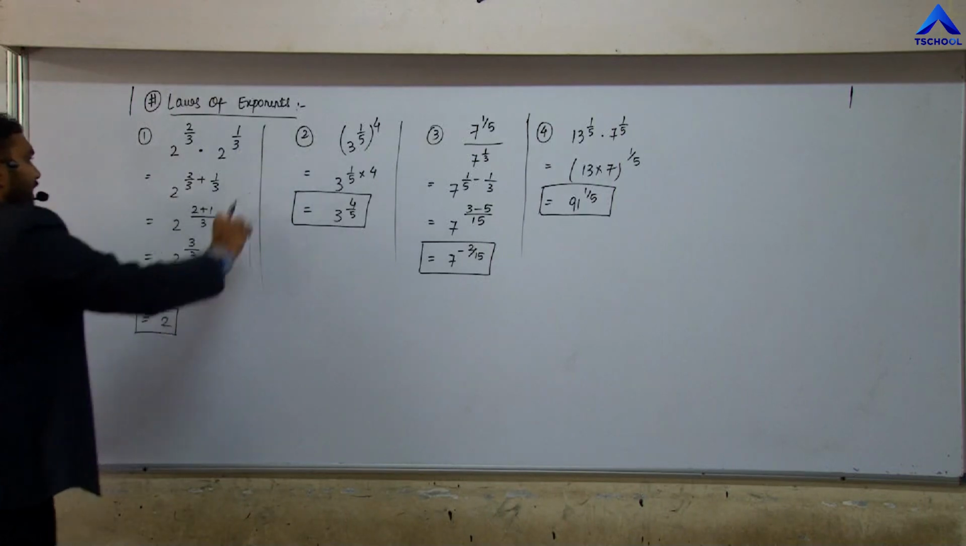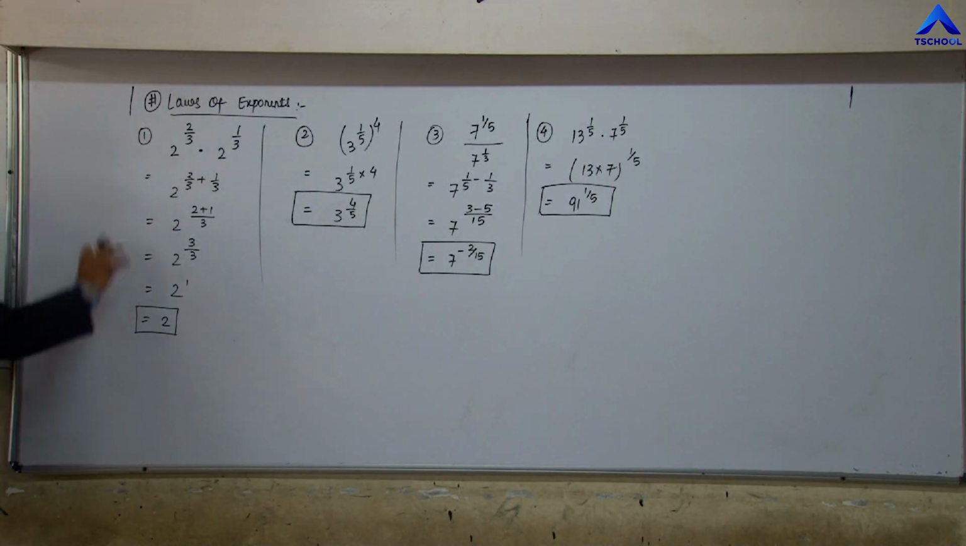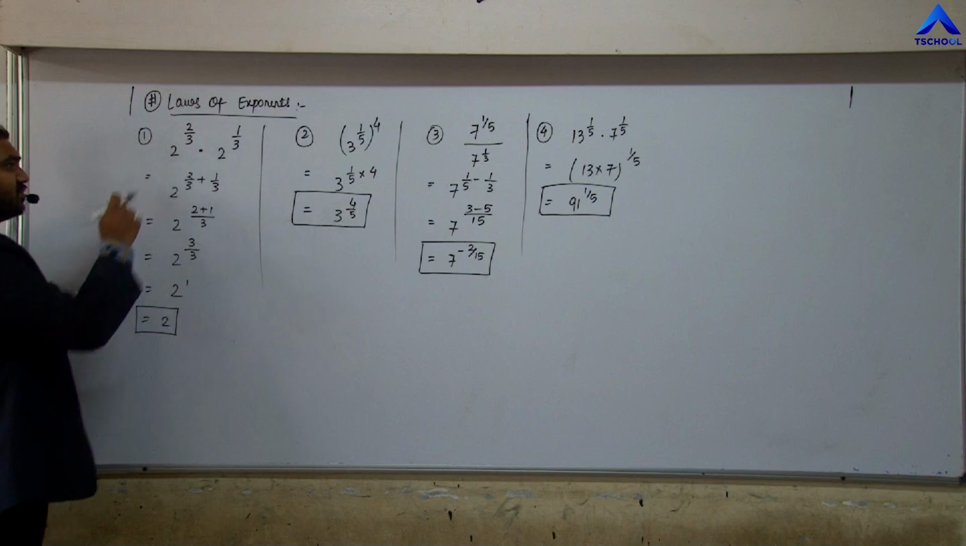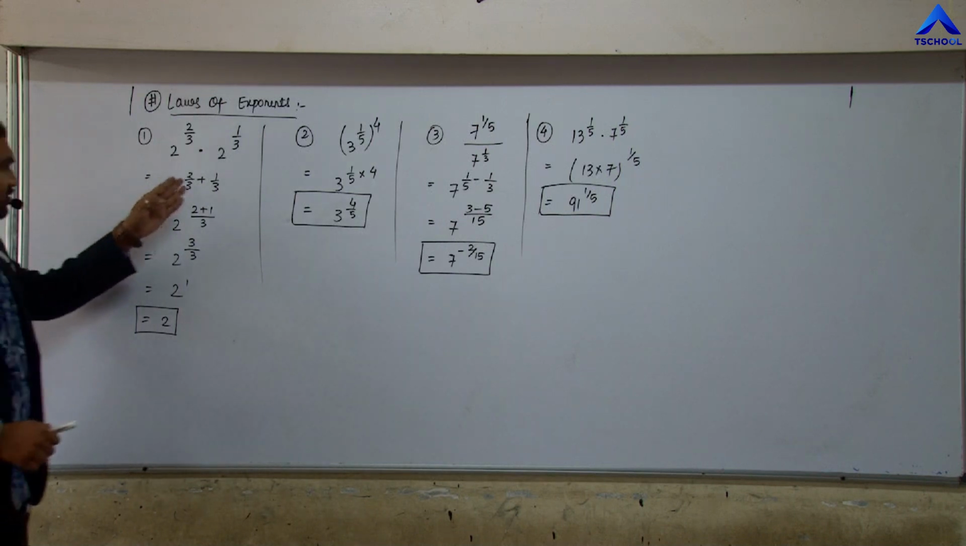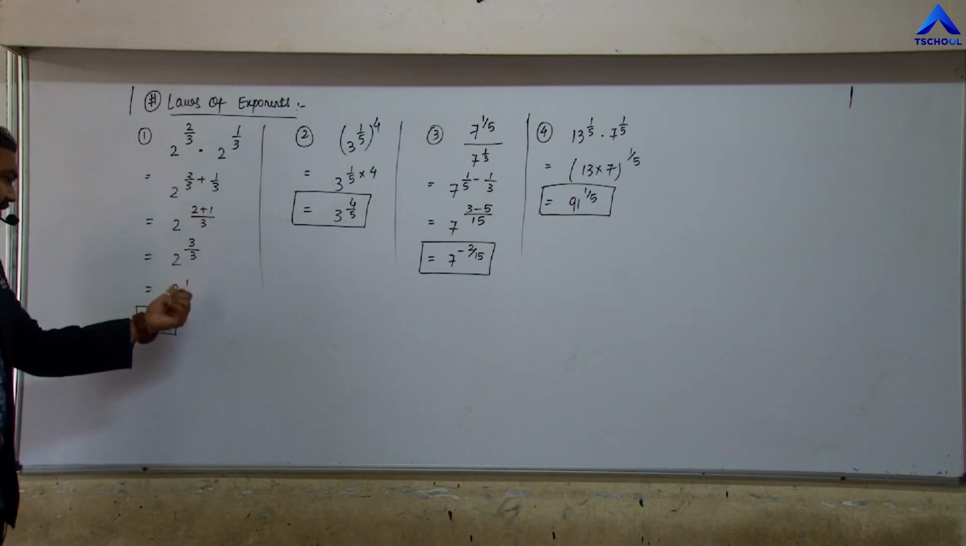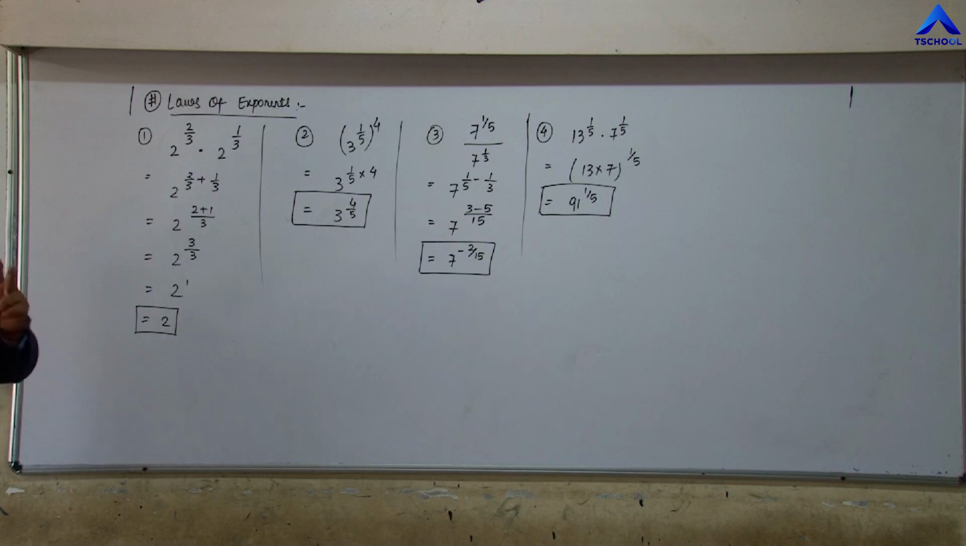Okay friends, so that is how we can see the first one is of the first law, that is 2 raised to 2 by 3 into 2 raised to 1 by 3, a raised to m into a raised to n, that is a raised to m plus n. So simply adding the powers we get 3 by 3, that is 1, and hence the answer is 2.